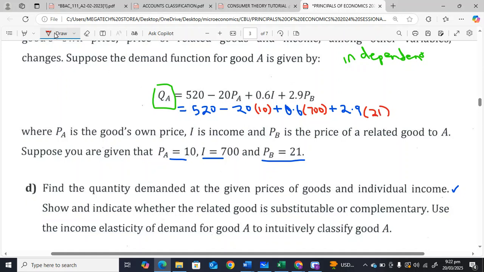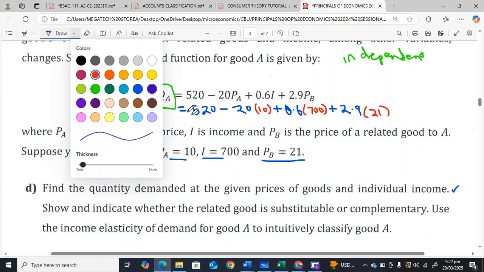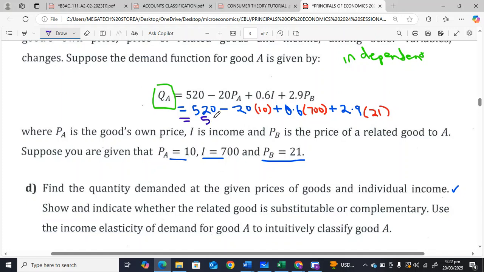All right, colleagues, let's substitute. Let's see what values we get. Let's get our calculators. So 520, 20 times 10, that's 200, minus 200, plus, what is 0.6 times 700? 420, plus 2.9 times 21. 60.9.